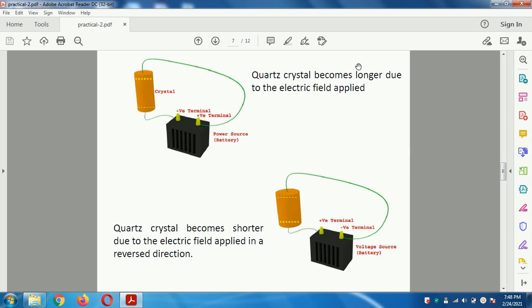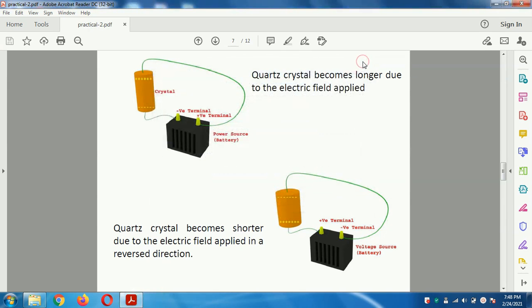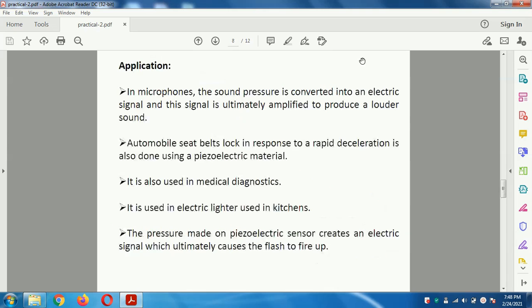In some cases the quartz crystals become longer due to the application of an electric field. In some cases the quartz crystal becomes shorter due to the electric field applied in the reverse direction. When the electric field is applied, the crystal expands, and when the electric field is applied in the reverse direction, the crystal is shortened. So this is the theory behind the piezoelectric transducer.